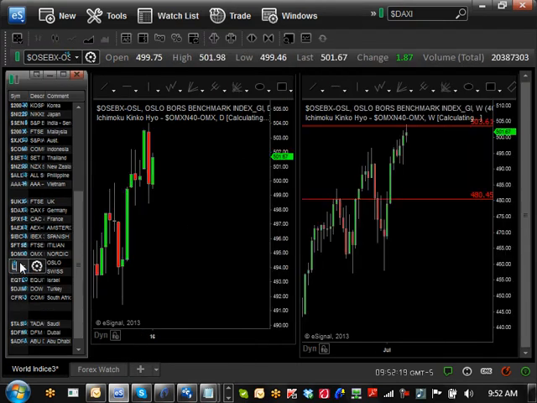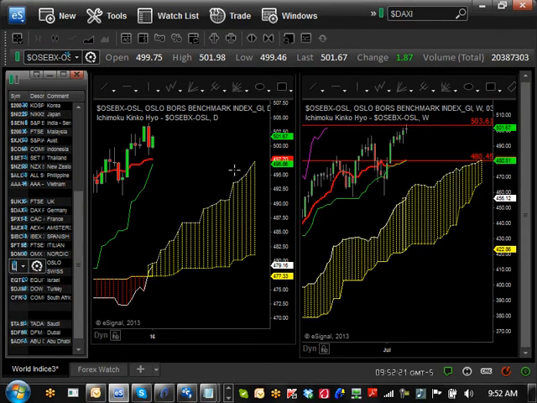Oslo. Here you could see it's at a resistance right now, 503.61. It's still trending, believe it or not, bullish on both the daily and weekly, but slowly trickling up there. Had a pullback here, still a medium pullback, not a major pullback at all right now.